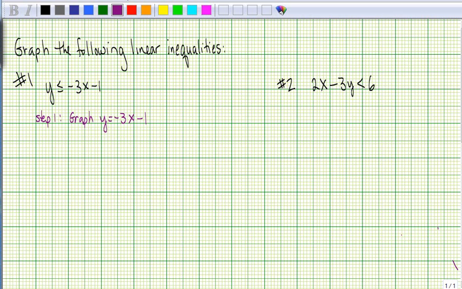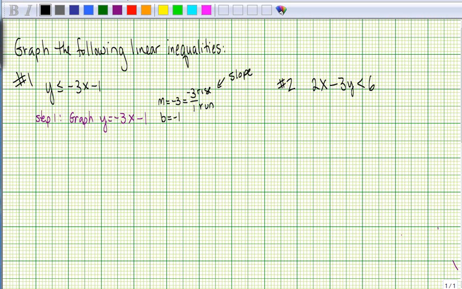The first step is to just graph with an equal sign, y equals negative 3x minus 1, and we're going to do that like we did in the previous chapters. To graph this particular one, I'm going to use the formula y equals mx plus b, where m is negative 3 and b is negative 1. M stands for slope, and if you remember, slope is always rise over run, so I'm going to put this negative 3 over 1. The negative 3 is going to be the rise, and the 1 is going to be the run.